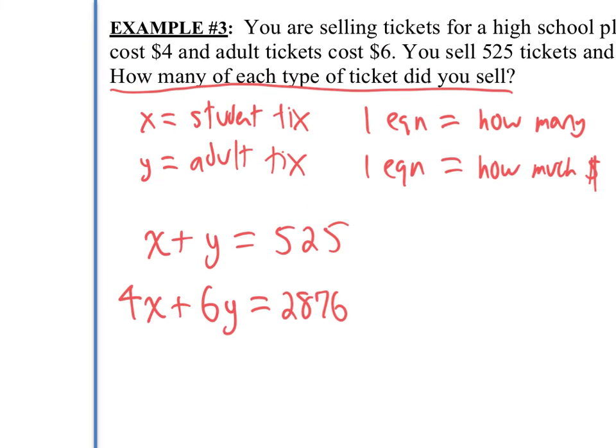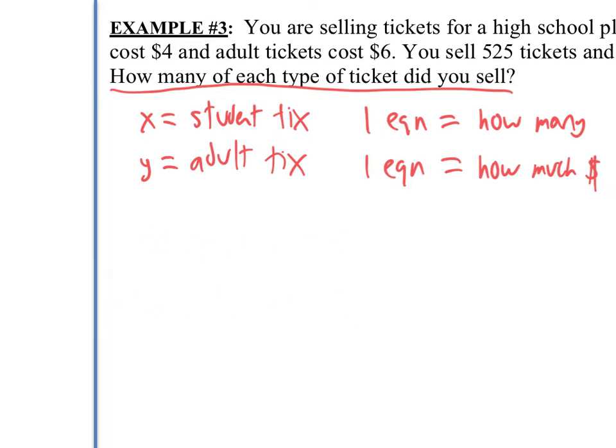I'm going to rewrite these a little bit smaller, actually. So sorry if you're not seeing anything right now, but I'll rewrite these. X plus Y equals 525. And 4X plus 6Y equals 2,876.